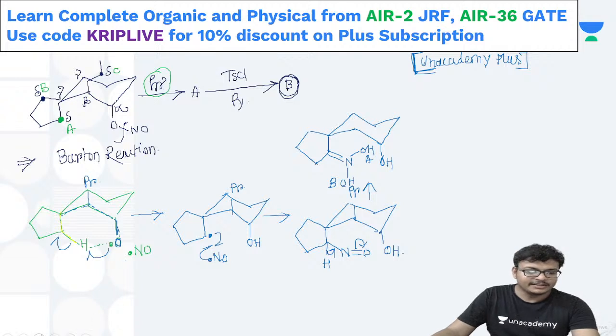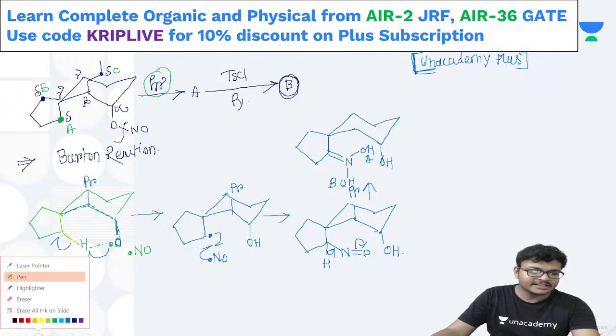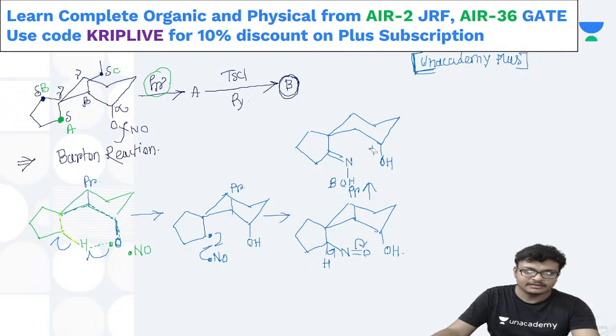So as you know, in this particular case the hydroxy group will try to be present on the less hindered site. So if it is present on the less hindered site, what will happen? The hydroxy will be B.